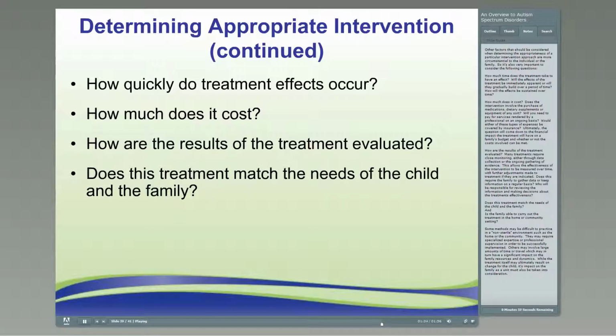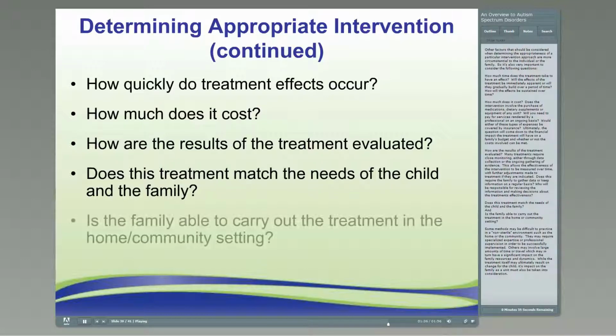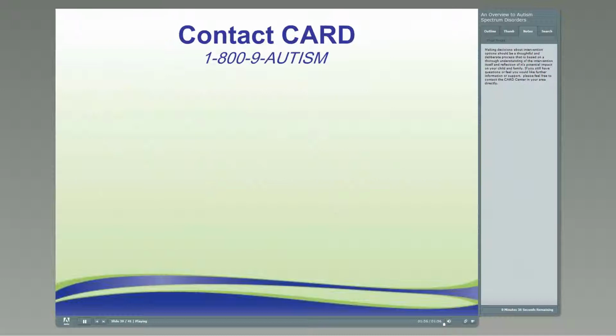Does the treatment match the needs of the child and the family? And is the family able to carry out the treatment in the home or community setting? Some methods may be more difficult to practice in a non-sterile environment, such as the home or the community. They may require specialized expertise or professional supervision in order to be successfully implemented.